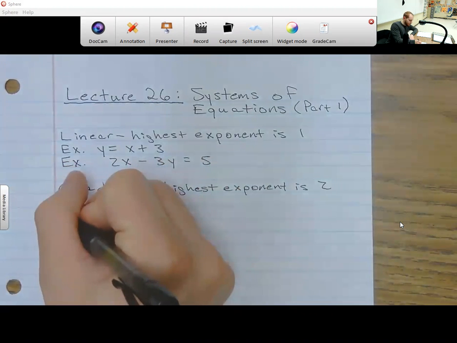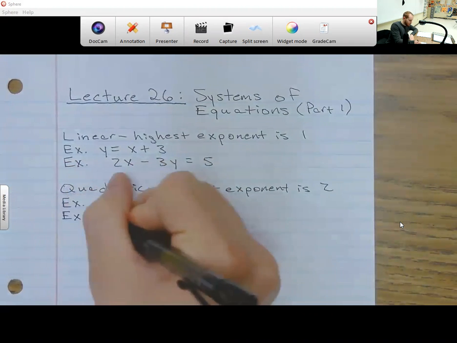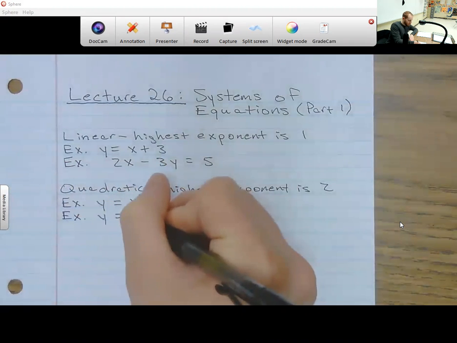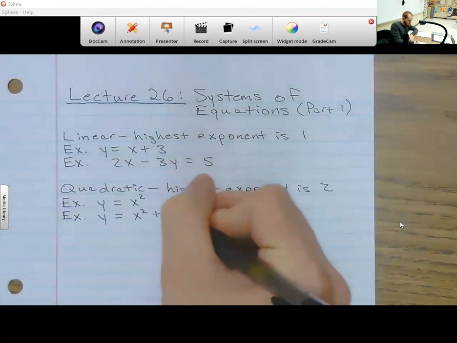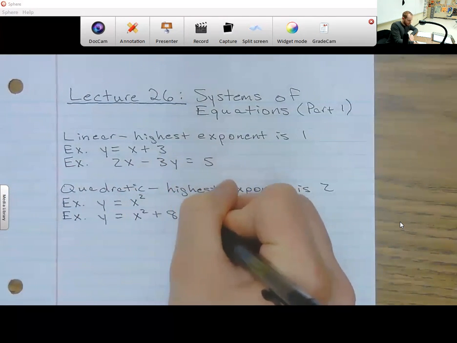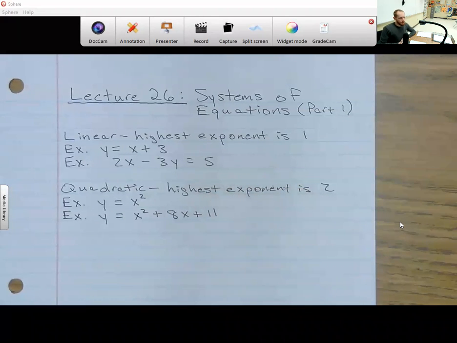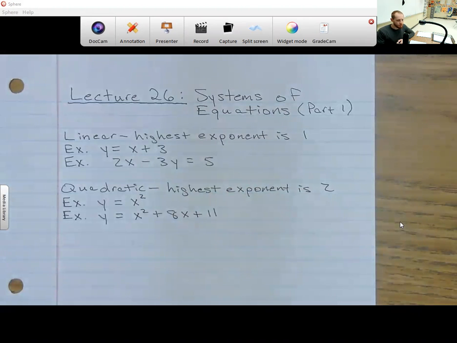Another example of this, we're going to be looking at this one today: y equals x squared plus 8x plus 11. Notice that there's a lot of x's in there, but the highest exponent is going to be 2. Therefore, this equation right here is going to be quadratic. So keep in mind the difference between linear and quadratic. And what we're going to be doing today is mixing them both.